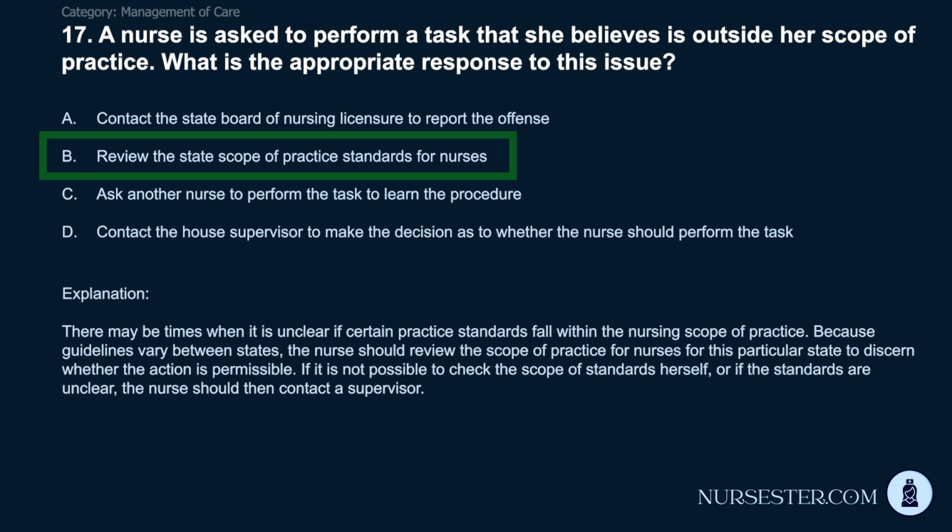There may be times when it is unclear if certain practice standards fall within the nursing scope of practice. Because guidelines vary between states, the nurse should review the scope of practice for nurses for this particular state to discern whether the action is permissible. If it is not possible to check the scope of standards herself, or if the standards are unclear, the nurse should then contact a supervisor.